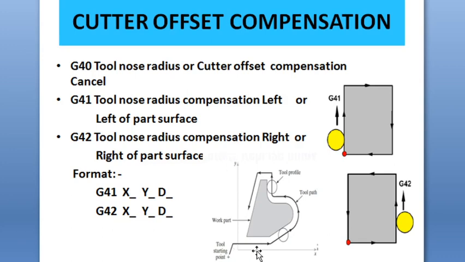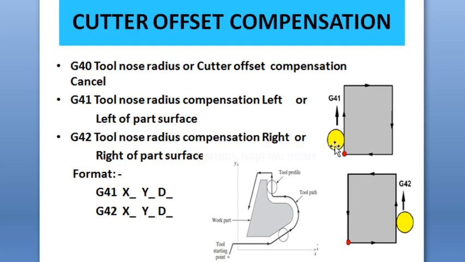Suppose the cutter is moved as per this case, then G42 is used. The cutter is moved along the right of the arc surface. It can be moved upward, then it moves downward. The diameter of the cutter, meaning the radius of the cutter, is compensated. It is represented in cutter offset compensation. There is the tool path, the cutter profile, and the required work component profile. The cutter diameter is compensated with G41 and G42.